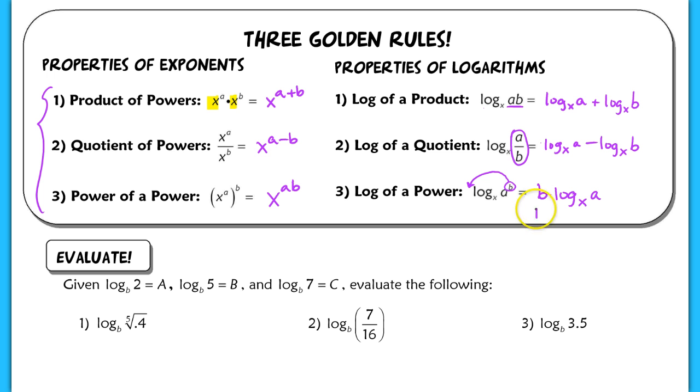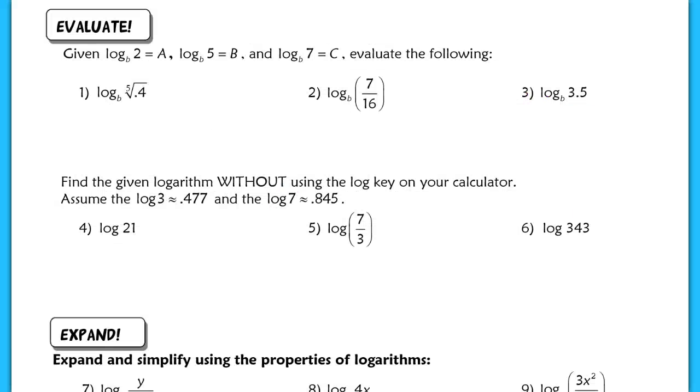So a lot of times I'll just write that without the little multiplication symbol. So this is assumed that you realize that there's a product here, b times this expression for log base x of a. Okay, so those are our three golden rules. So now let's use those rules to try to evaluate some of the problems below. This is one of our objectives, is just for you to be able to evaluate using your properties for logs. So let's begin by evaluating problems 1 through 6 here.